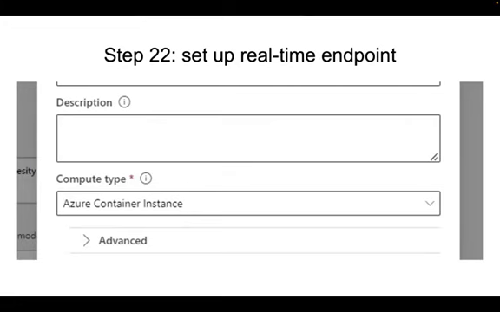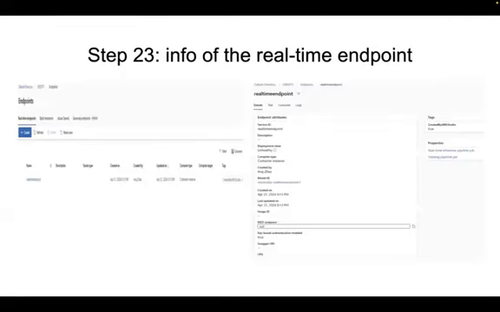After deployment, the model will be wrapped as a web service that can receive data, run predictions, and return results in real time. Now let's see how our endpoint looks. We are getting to step 23.